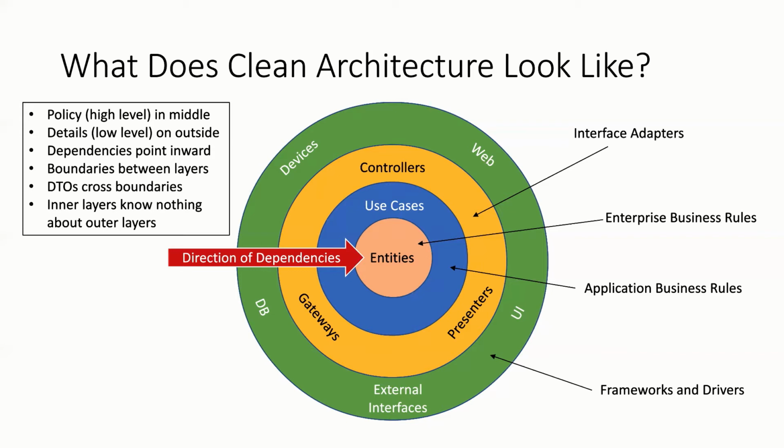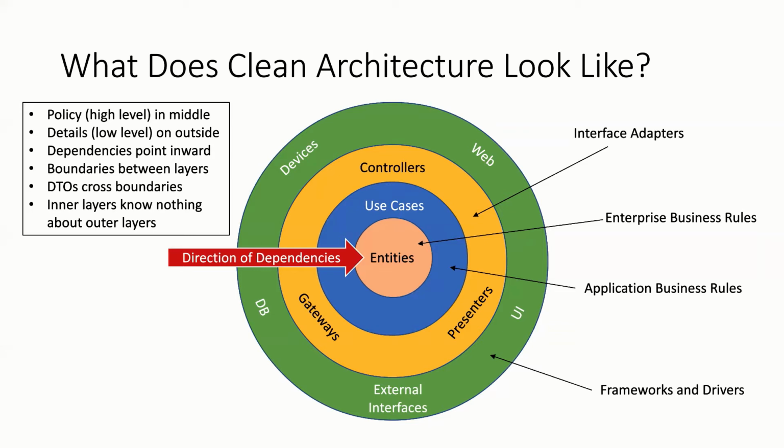What we talk about when we look at this whole thing, when we look at the middle of that circle, that's your highest level code. We call those the policies. So the entities, the enterprise business rules, those are what we call policies. As we come out to that outer layer, the green frameworks and drivers layer, we call that the details, and that's the lowest level of code. And it's obviously a gradient: as you move inwards, you get higher level. As you move outwards, you get low level code. Dependencies always point inwards from lower level code to higher level code.